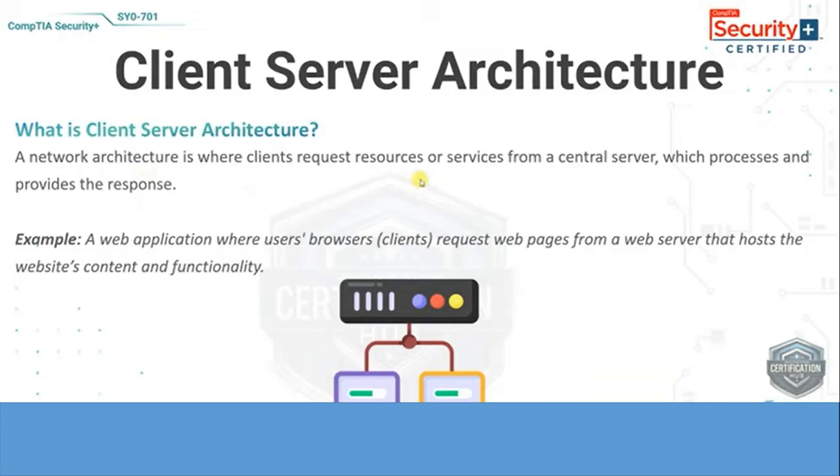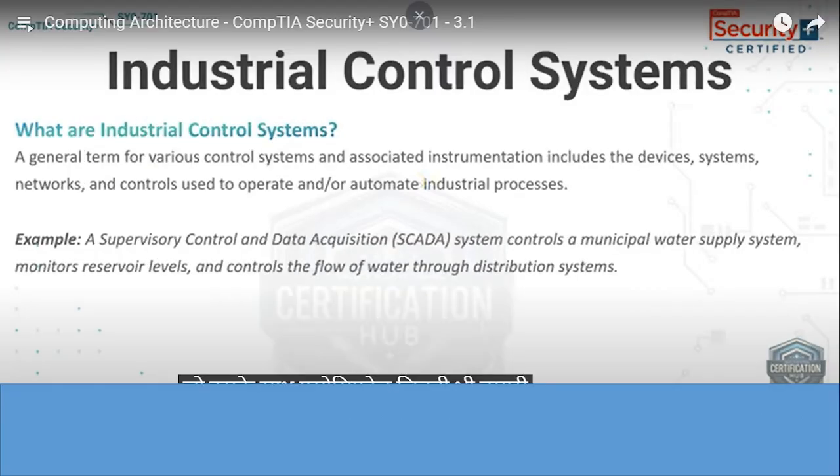You can say the client-server architecture is a network architecture where the client requests resources or services from a central server, which processes and provides the response. For example, a web application where, in the user's browser, you enter the website name and request web pages from a web server that hosts the website content and functionality. This is what the client-server architecture is. Now we are moving to the next.